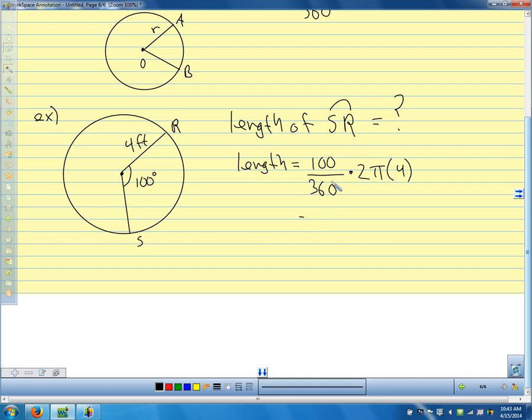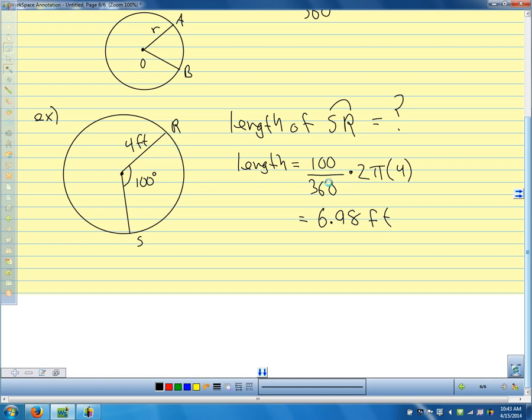So in my calculator, I'm going to divide 100 by 360, multiply it by 2, multiply it by pi, and then multiply that by 4. So 100 divided by 360, multiply that by 2, multiply that by pi, and multiply that by 4, and I get 6.98. So the distance from S to R would be 6.98 feet.